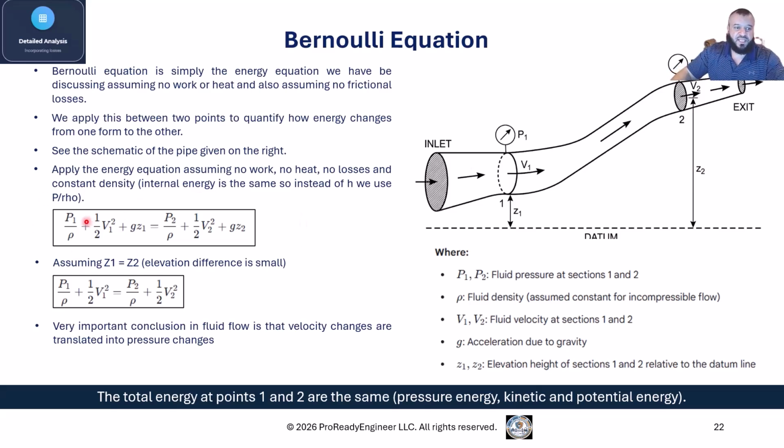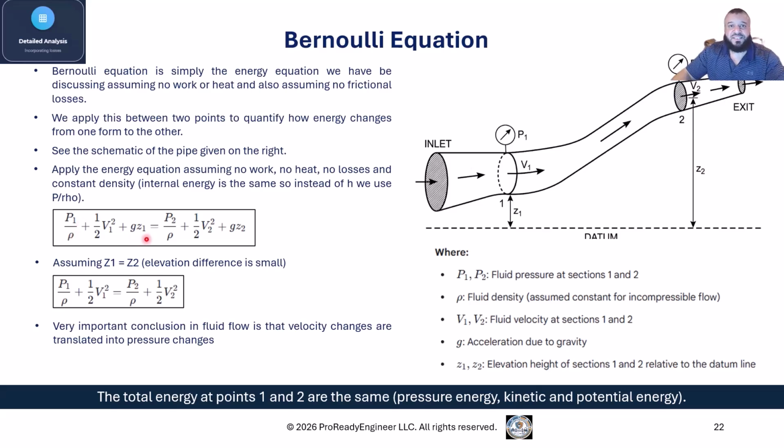Instead of saying enthalpy, the kinetic energy plus potential energy is constant, this just means energy has to be constant. Where would it go? Instead of saying enthalpy, you use pressure. Why? Because this is incompressible, so you can use pressure instead of enthalpy. And you say the sum of the 3 is constant.